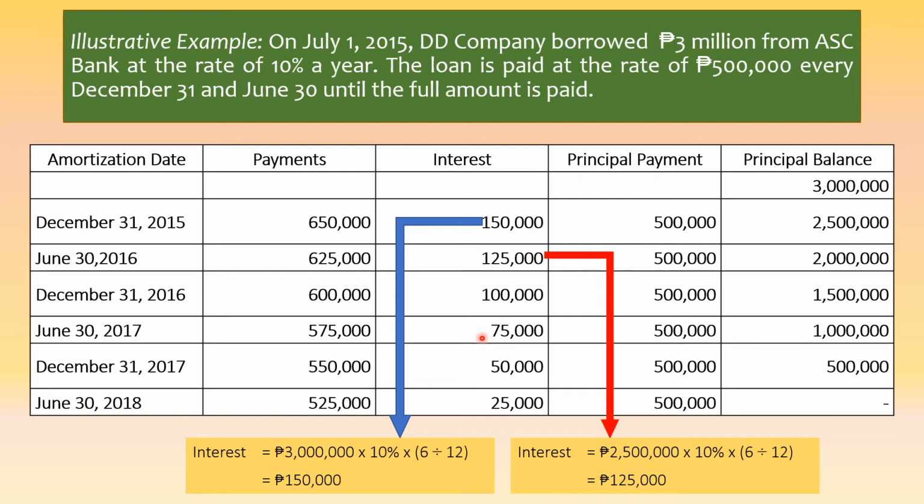Repeat the process up to the last period, in this case up to June 30, 2018. Continue until the principal balance reaches 0. The amortization schedule shows that as the principal balance decreases, the total payment and interest payments also decrease, but the principal payment is constant.